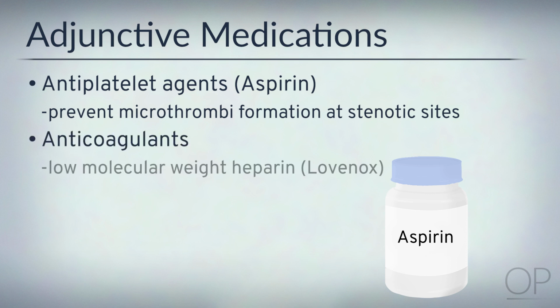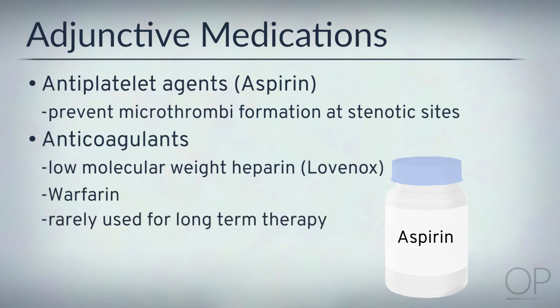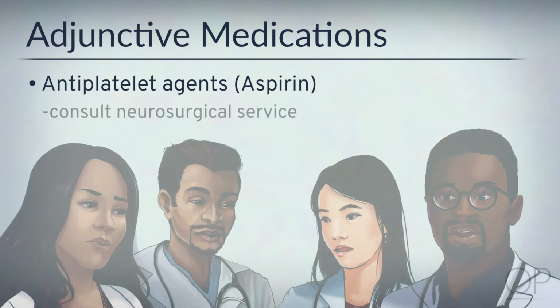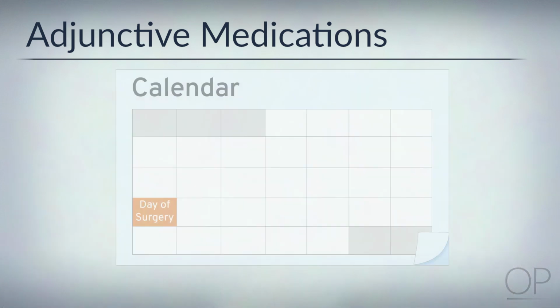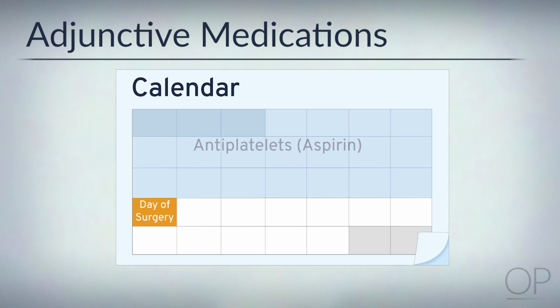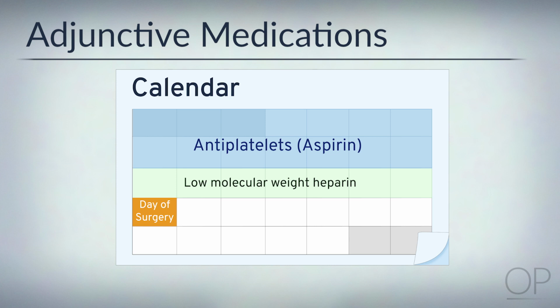Anticoagulants such as low molecular weight heparin or warfarin are rarely used for long-term therapy. Consultation of the neurosurgical service should be conducted when considering perioperative management of antiplatelet agents by the anesthesia team. Some centers will continue aspirin until the day of surgery, while others will bridge anticoagulation with low molecular weight heparin for 1 week prior to surgery.